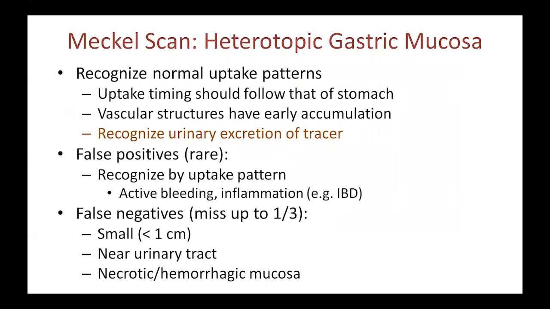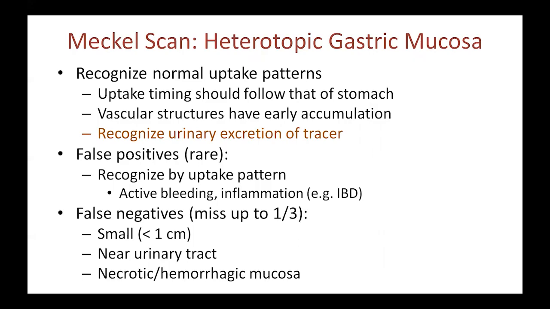So when evaluating a Meckel scan, it's important to recognize normal uptake patterns. The uptake timing in the Meckel's abnormality should follow that of the stomach. Remember that vascular structures, including vascular tumors, can have early accumulation of tracer, and this is going to be prior to substantial uptake in the stomach. And recognize urinary excretion of tracer. False positives are rare and are usually recognized by uptake pattern. As we saw, active bleeding can be seen.